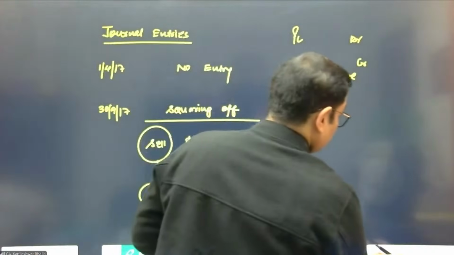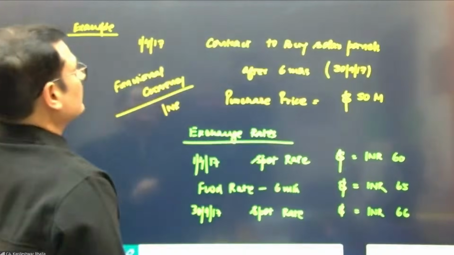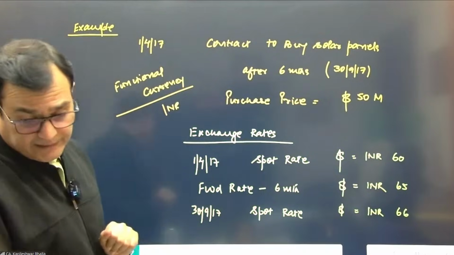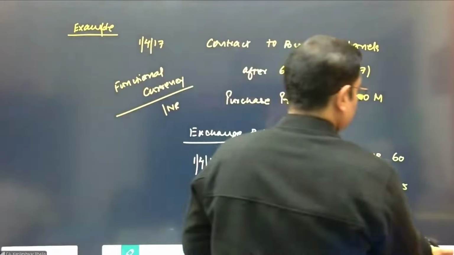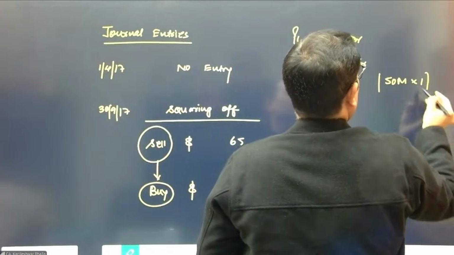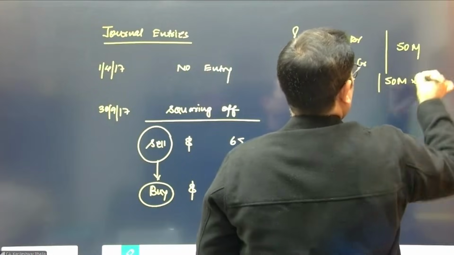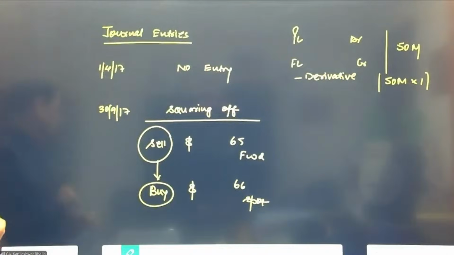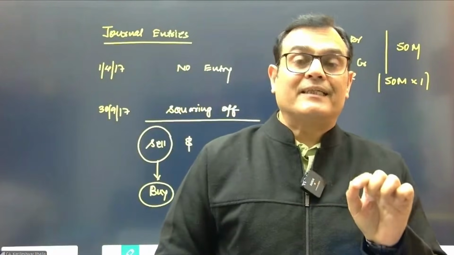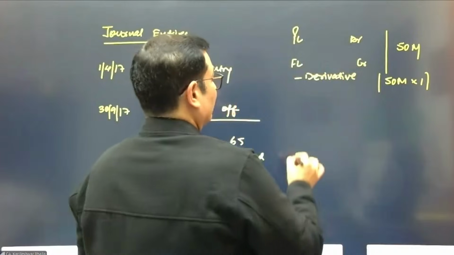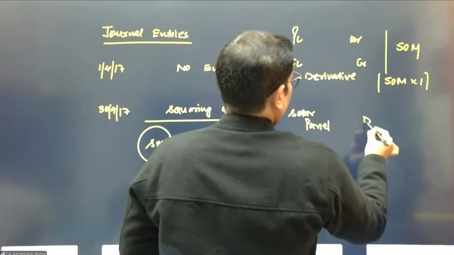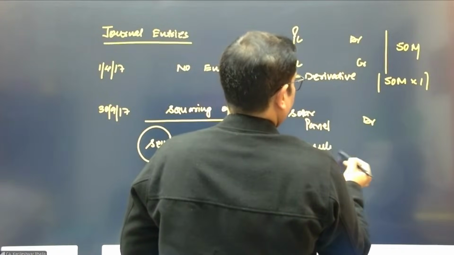So what is the amount? Let's see. So we said that we're going to buy the solar panels at $50 million. So in this particular case, I will put the entry 50 million into 1. So this comes to $50 million, which is the loss on account of the derivative contract. Now, we will buy this machine. We have to buy the solar panels in any case. So we'll put an entry for purchase of the solar panels. So another entry will be done. Solar panels get a debit, and bank gets a credit.